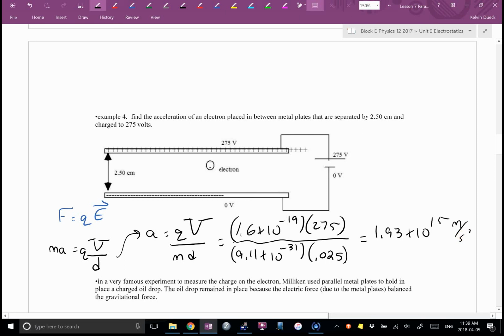If I ask you for a direction, which way is it going to accelerate in this question? Up. Because towards the positive, away from the negative.